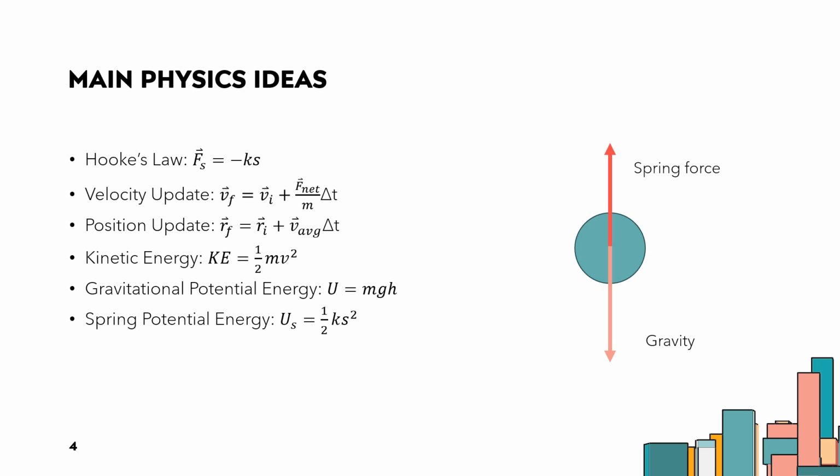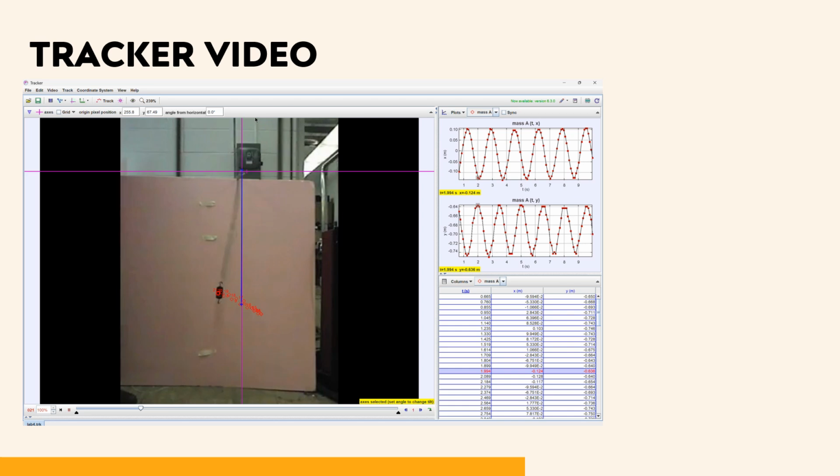And then on the right, I drew a little free body diagram. This is not the exact free body diagram for the whole entire video because the spring force will always point to where the spring is anchored, not directly up. But gravity will always point down towards the center of Earth.